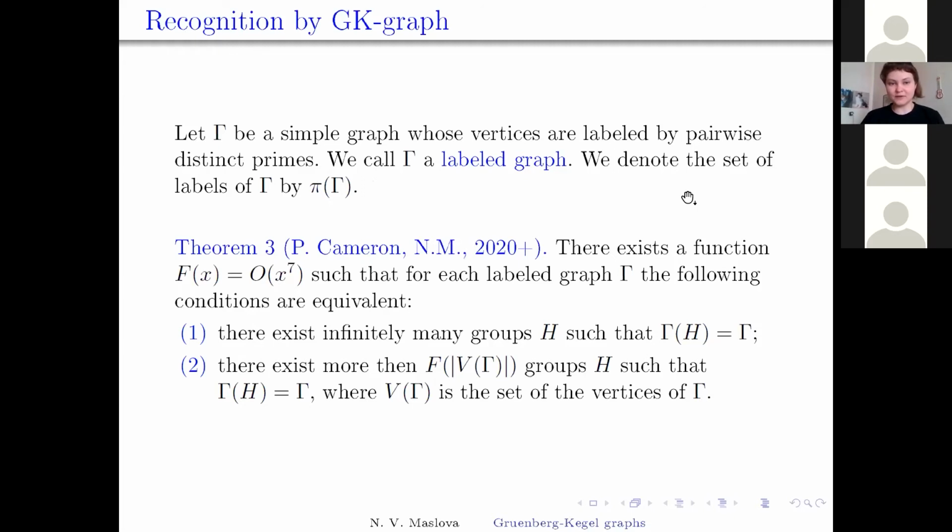There exists a polynomial function f of degree at most 7, such that for each labeled graph gamma, the following conditions are equivalent. There exist infinitely many groups H with such a graph, and there are at most f of v of gamma groups H with the same Gruenberg-Kegel graph as gamma. Here, v of gamma is the set of vertices of gamma.